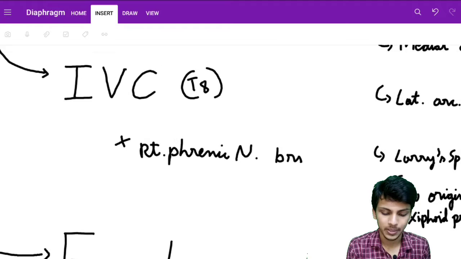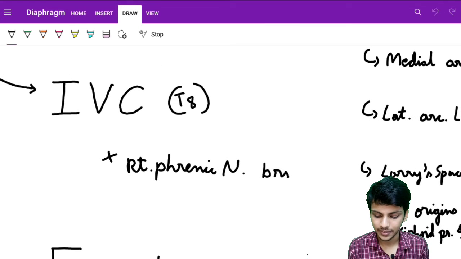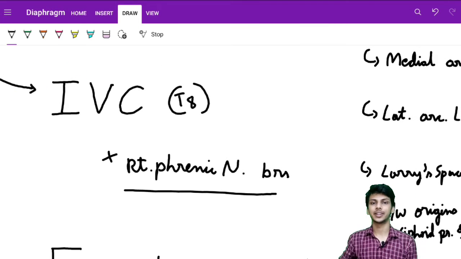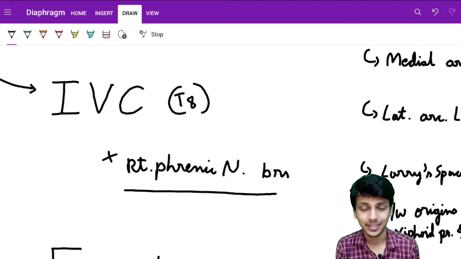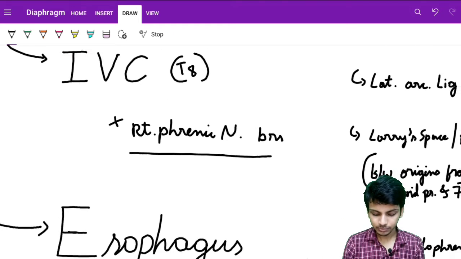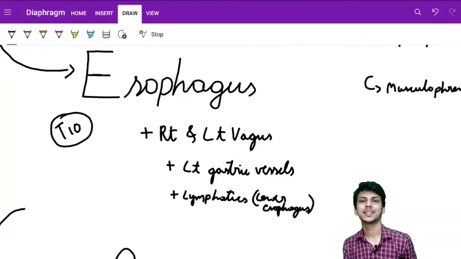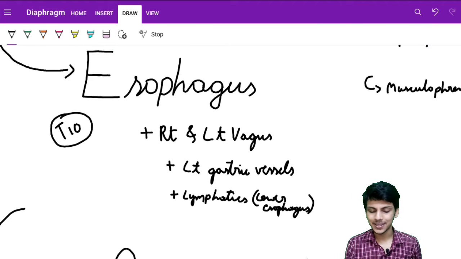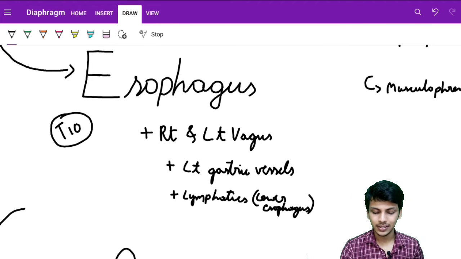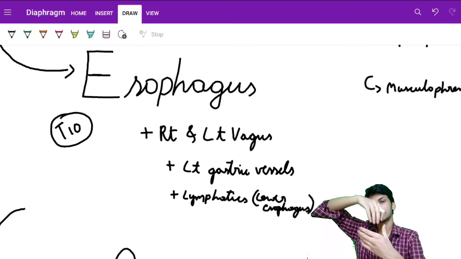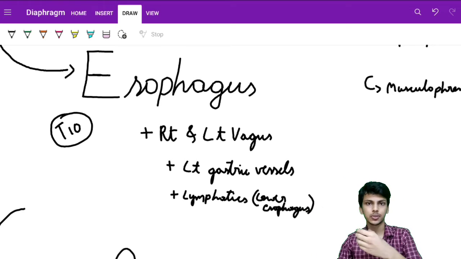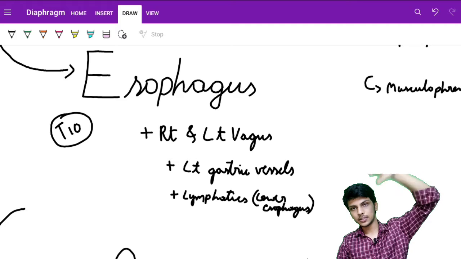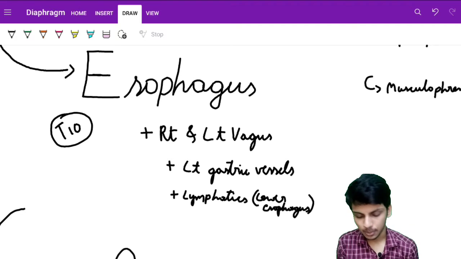Inferior vena cava has a personal assistant, that is the right phrenic nerve branches. Some branches of the right phrenic nerve go along with the inferior vena cava. Now esophagus, what goes with the esophagus? Guys, see here, there's something interesting which is happening. See, where is the esophagus finally going into? It's going into the stomach. Stomach is in the abdomen, and esophagus is in the thorax, and some part is in the abdomen, isn't it?